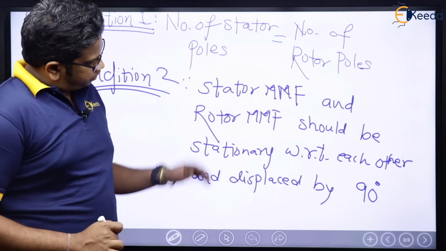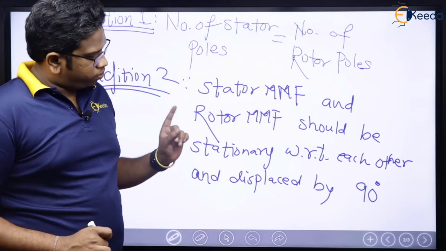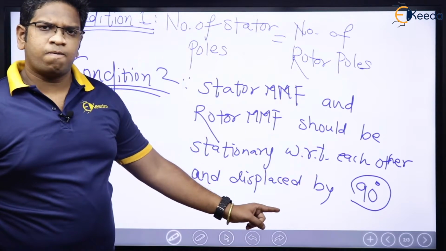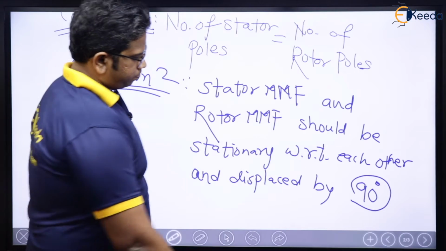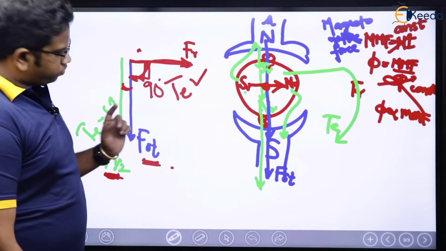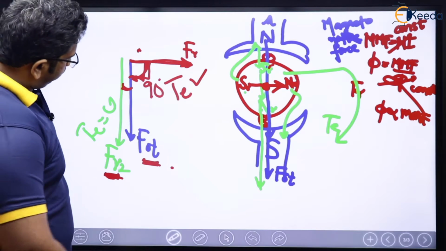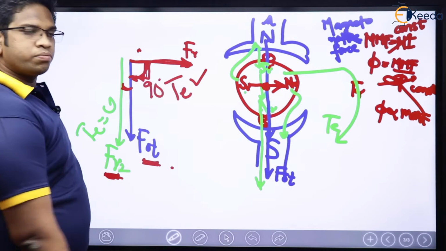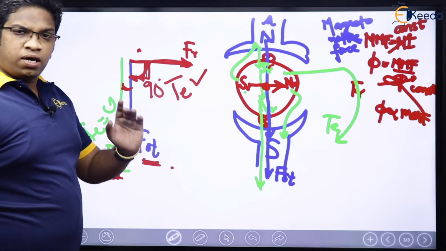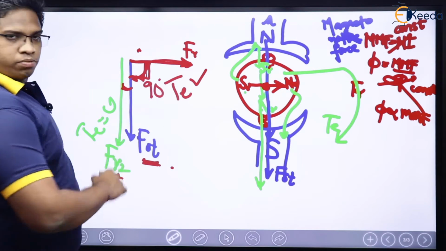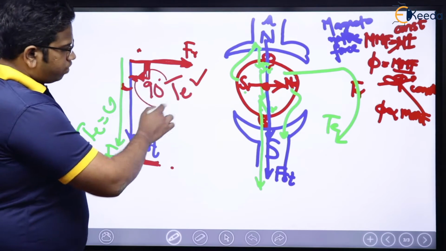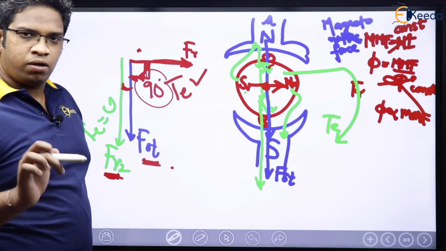Now a student will ask me, sir, should the stator MMF and my rotor MMF be displaced by 90 degrees only? Is it correct? Let us find out. See, here the angle was 90 degrees. Agreed. But will there be torque if there are other angles than 90 degrees? Apart from 90 degrees, will there be torque for other angles? Let us check it out.